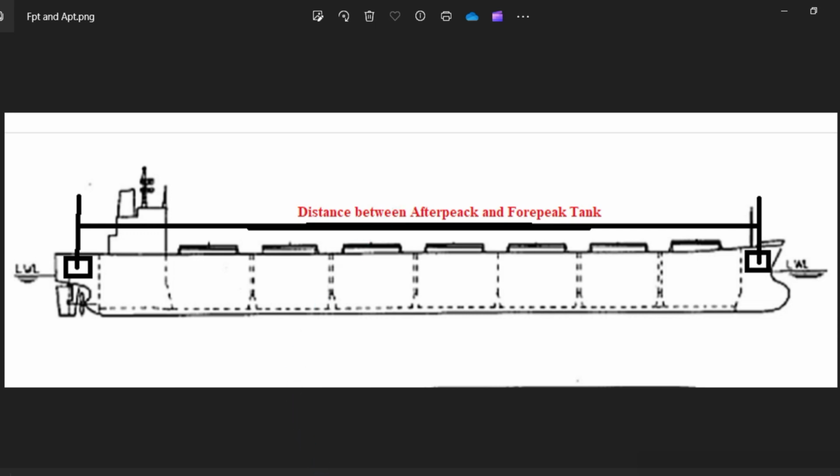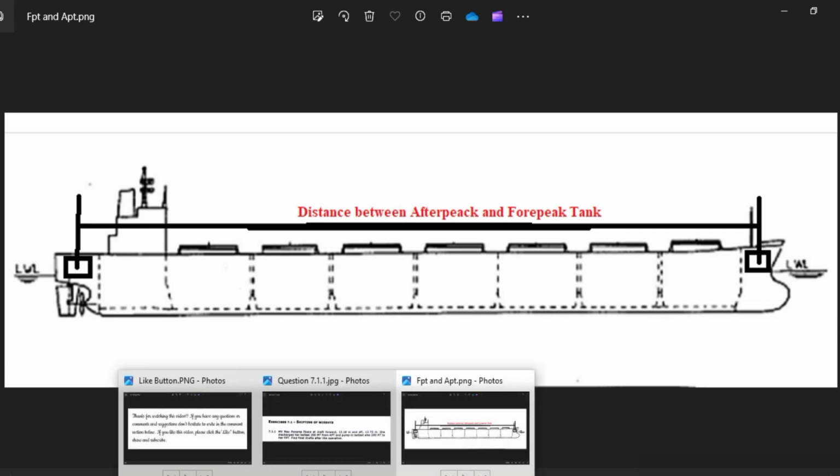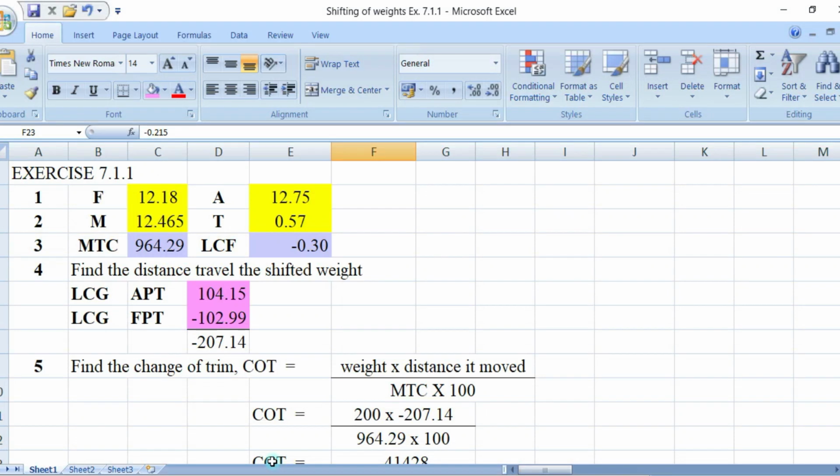Okay, and so you add this one, that will be a total distance of negative 207.45. That will be the total LCG. Okay, after getting this distance traveled, the shifted weight, you have to find the change of trim. Find the change of trim.